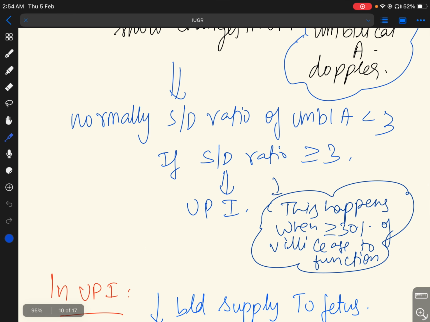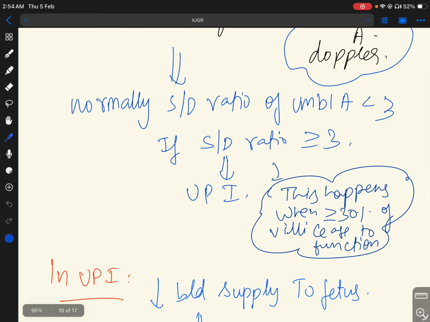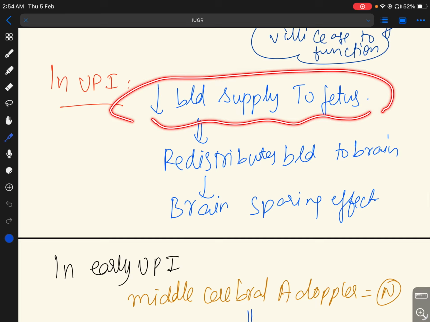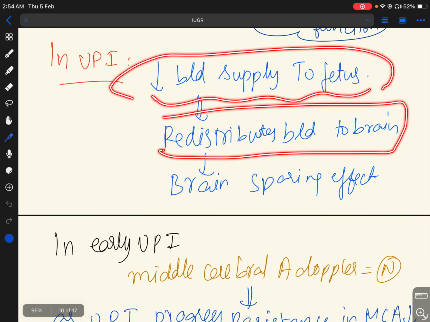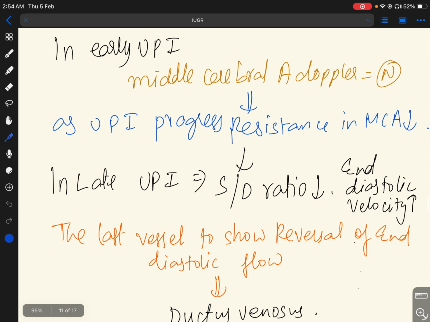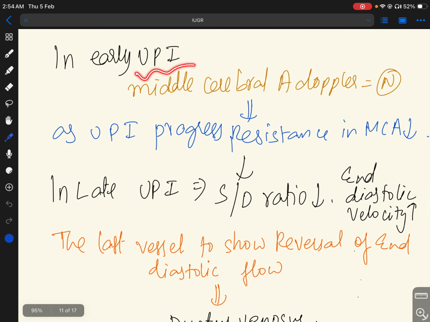Normally, the SD ratio of the umbilical artery is less than 3. If the SD ratio is greater than or equal to 3, then it is uteroplacental insufficiency. This happens when greater than 30% of the villi cease to function. In uteroplacental insufficiency, there is decreased blood flow to the fetus, so there is redistribution of blood to the brain, so there is a brain sparing effect. In early uteroplacental insufficiency, the middle cerebral artery is normal, it is not affected.